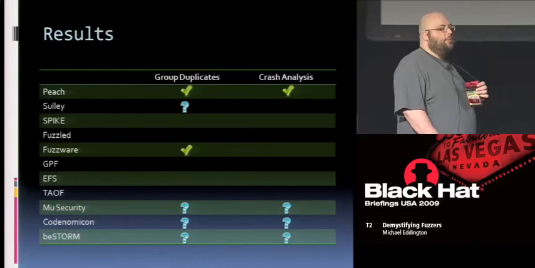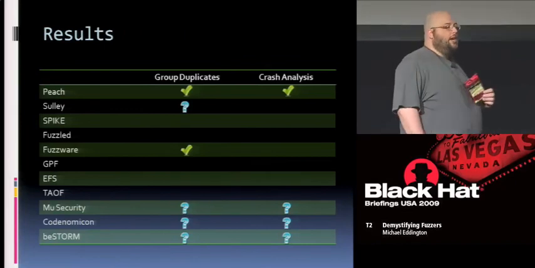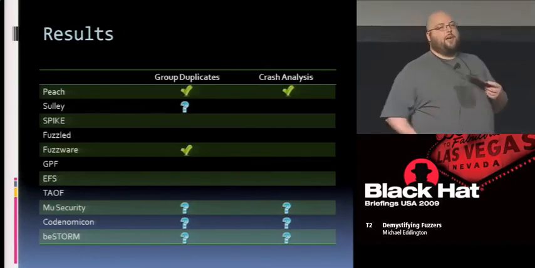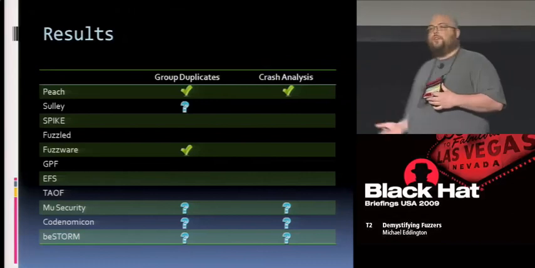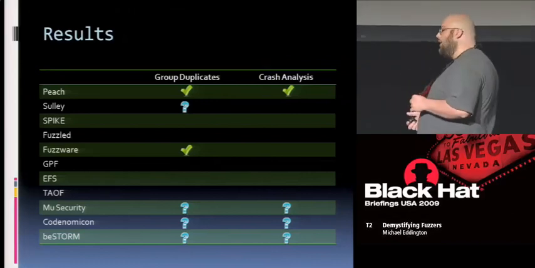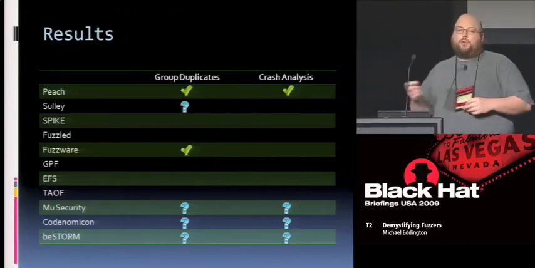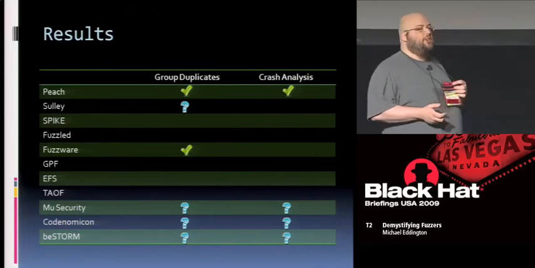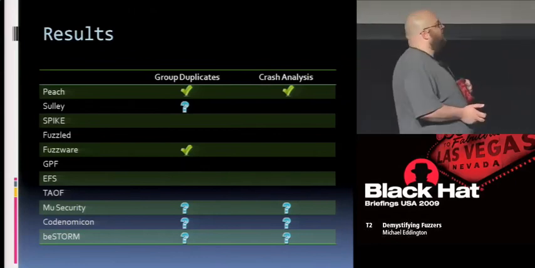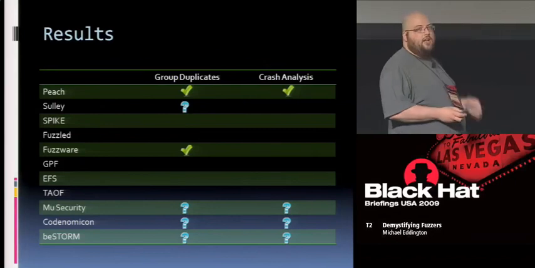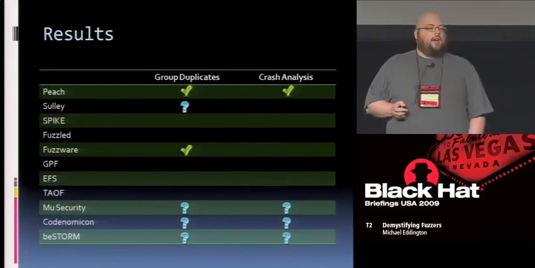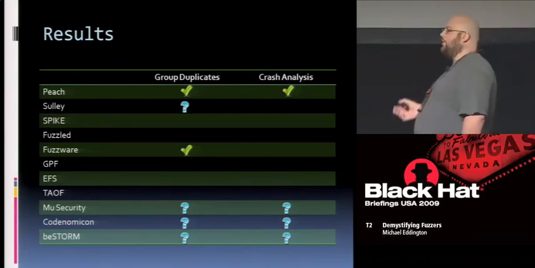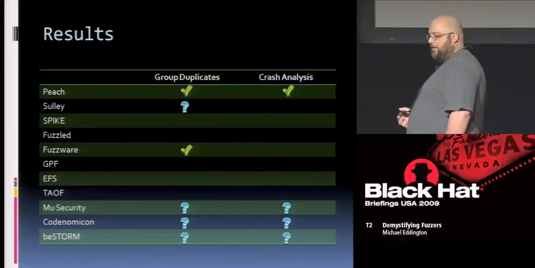In terms of grouping duplicates, I do not know if Sulley does this. I suspect it probably does. I do know that Fuzzware will do some very basic grouping of things, mostly based on the last stack point and the exception code that you hit. And Peach is the only one right now that does any real crash analysis that I can find.